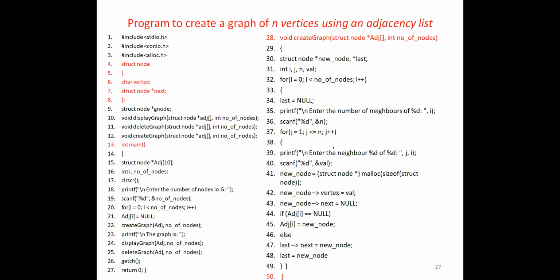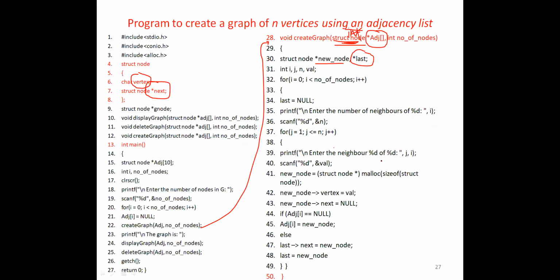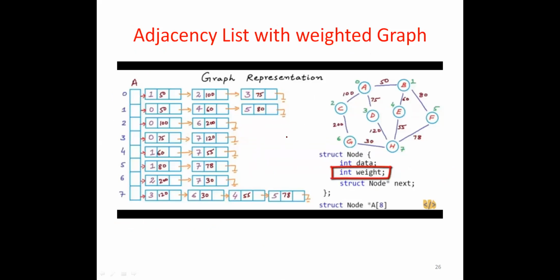I've shown the output here also. Enter the number of neighbors. How many neighbors are there for node 0? I am telling that it is 1. So I want only 1 to be there. This example we can delete. Okay, it means that you have only one node connected to the vertex 0. Fine.